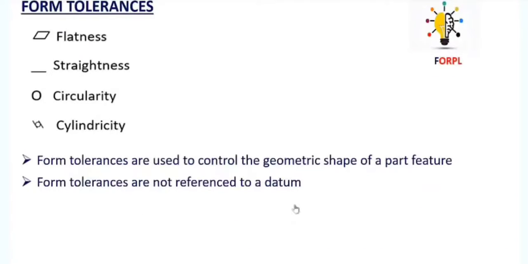Form tolerances are not referenced to a datum because it defines for the individual feature how it looks, not with respect to anything else. Like if you say it is round, it is round only. That is the reason we don't have any datum for the form tolerances. Now we will see about flatness.